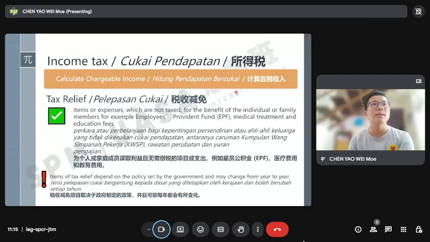This is how you need to calculate the chargeable income. Okay, total annual income subtracted by the tax exemption and the tax relief.